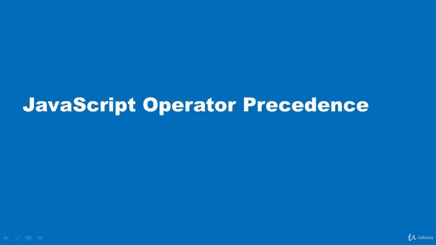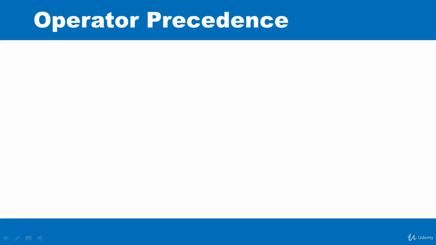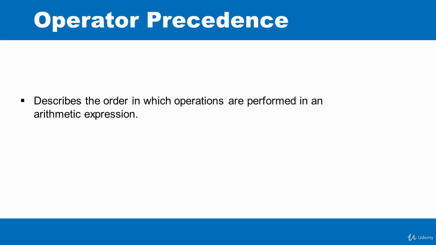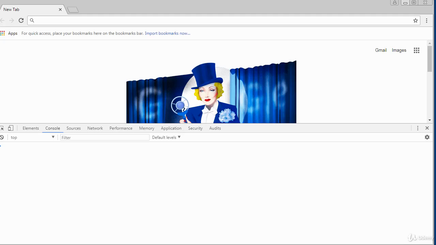In this video, I'll be introducing you to JavaScript operator precedence. Operator precedence basically describes the order in which operations are performed in an arithmetic expression. The best way to show you this is by actually illustrating an example.